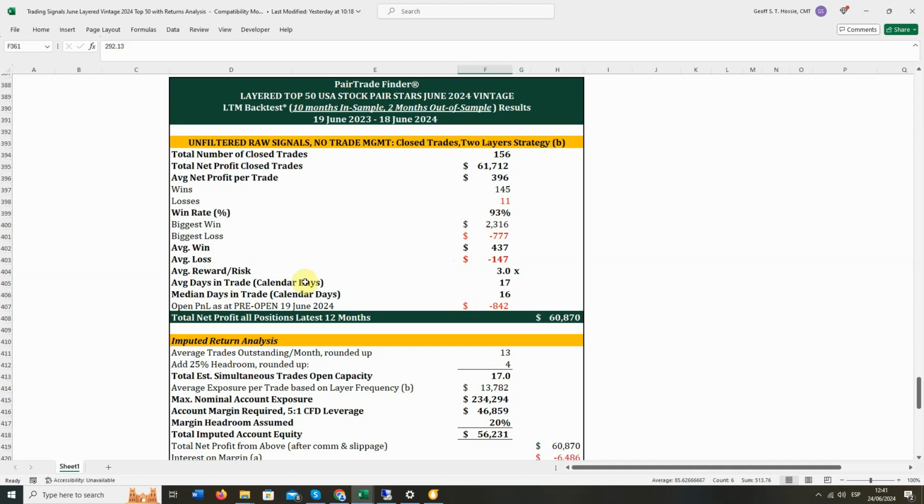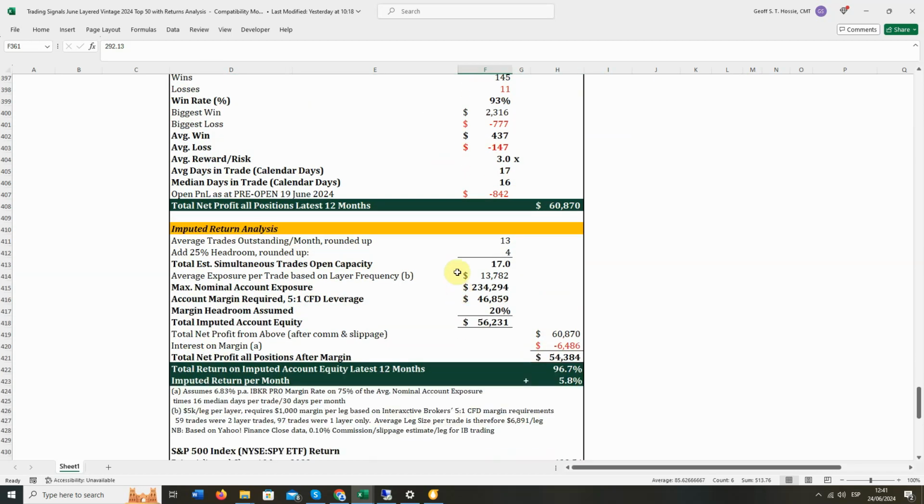The P&L pre-open on the 19th of June when this analysis was done was over 800 in loss, which means your net profit for the last 12 months from this group of pairs was 60,870. Now, what would you have needed in terms of account size to trade those on $5,000 a leg for the 2 different layers? Well, there were 13 trades on average outstanding. Let's put 25% headroom on that, say you can carry a capacity of 17 trades.